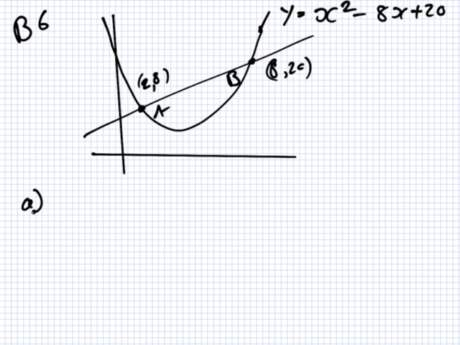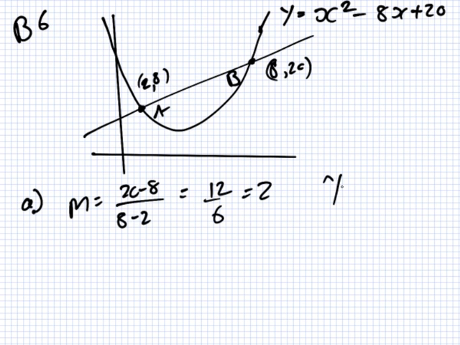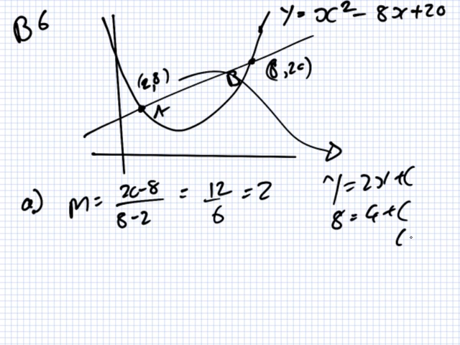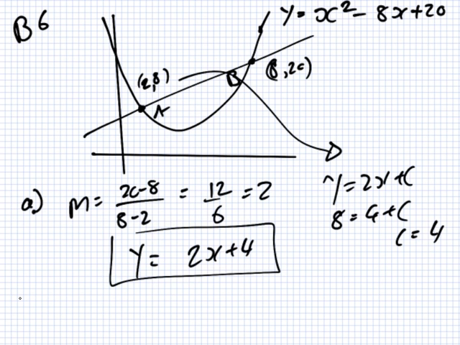Okay. So m equals 20 minus 8 over 8 minus 2, yes? 12 over 6, which is 2. y equals 2x plus c. Let's put in this point, because it's smaller. 8 equals 4 plus c, so c equals 4. So we have y equals 2x plus 4. Yeah. Okay, what's part B asking me?